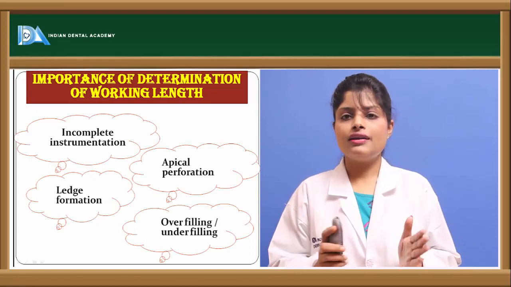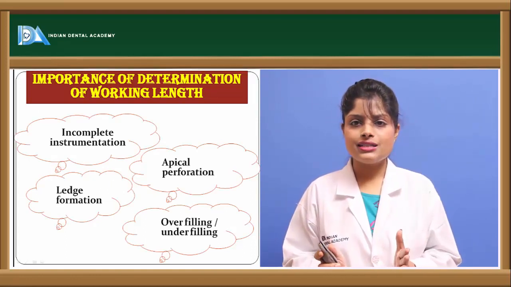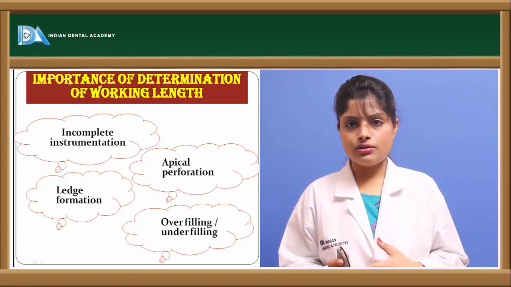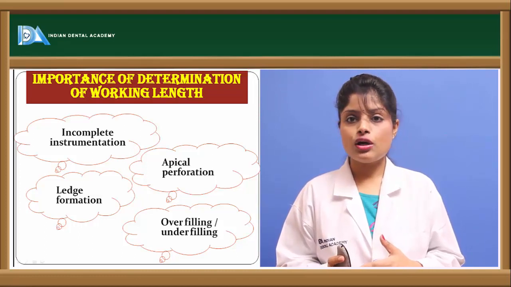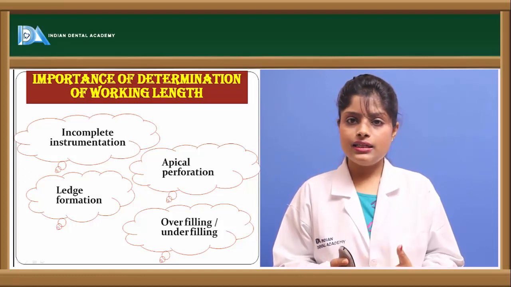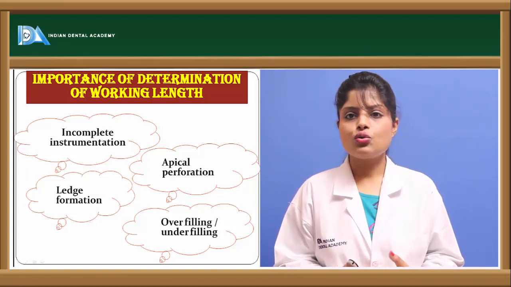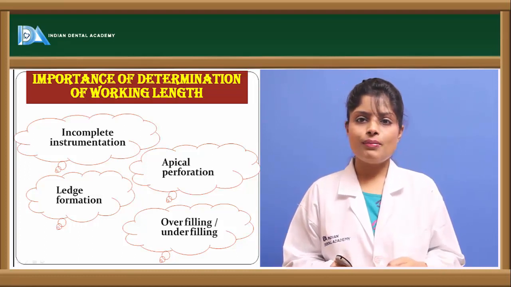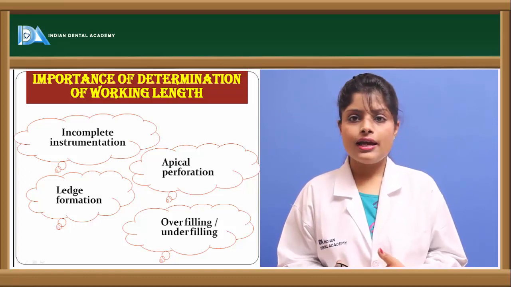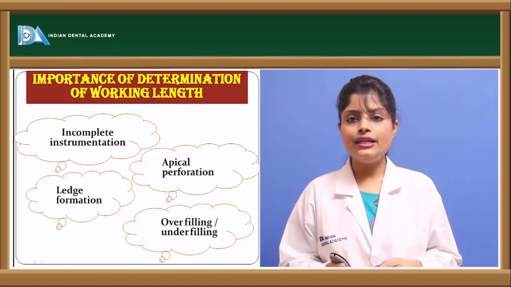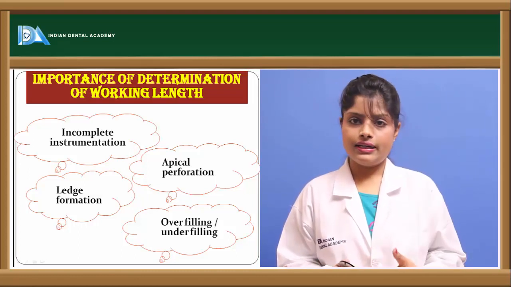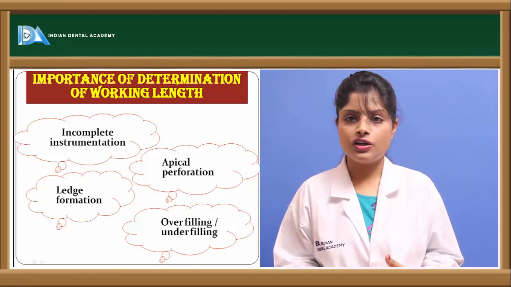Now after the evacuation of the pulpal chamber contents, we go for working length determination. Now what is the importance of this step? If we do not take a working length pre-operative IOPA, then it can lead to incomplete instrumentation or ledge formation in between the canals, which will hinder further obturation. Even if more filing is done, it can lead to apical perforation, or underfilling or overfilling if there is an error in determining the working length.